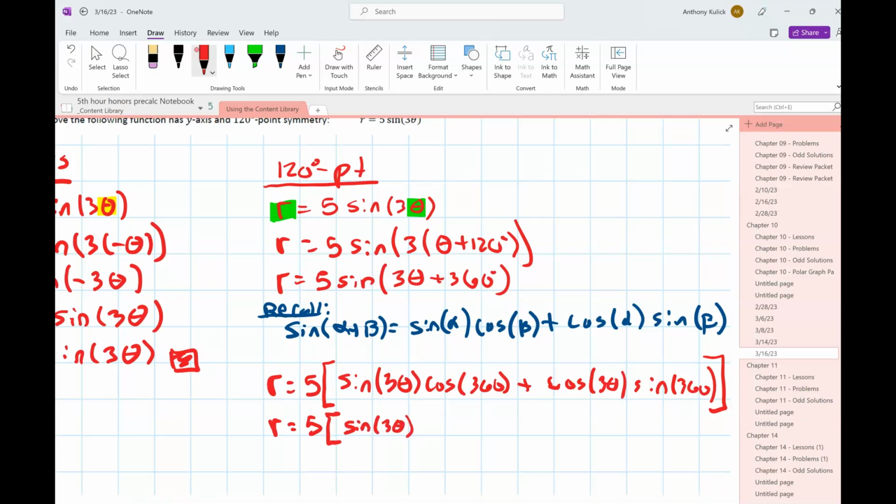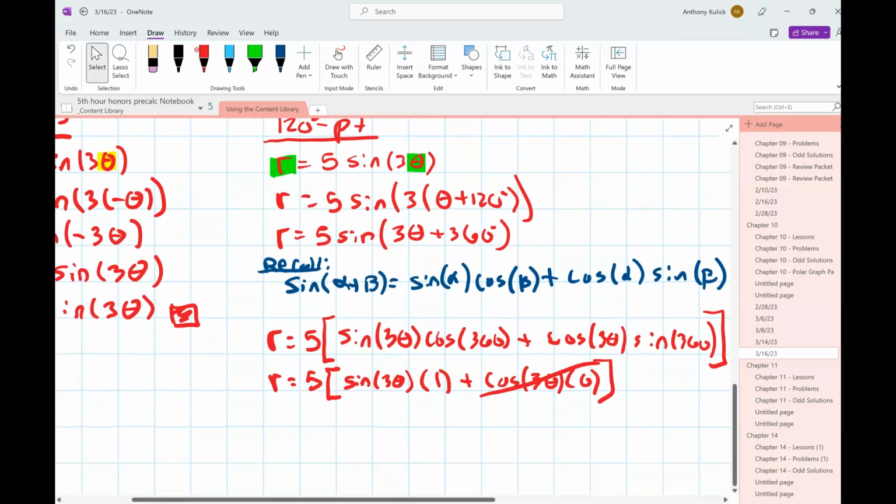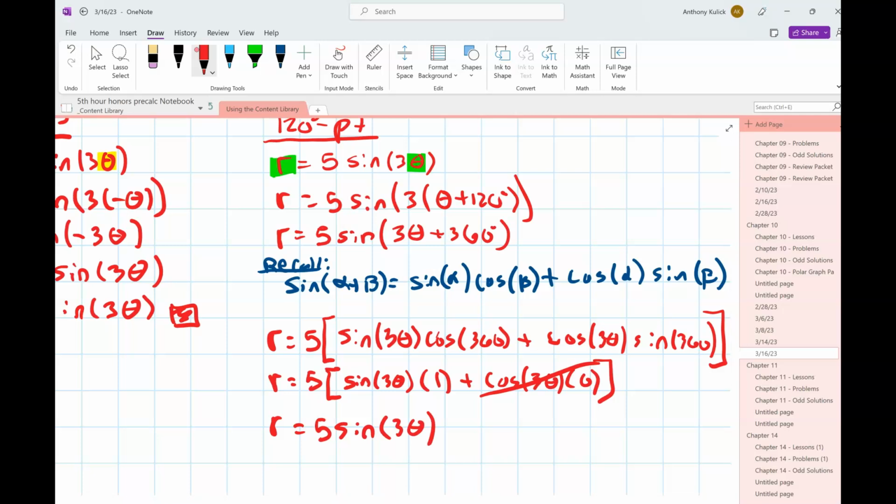So cosine of 360 is just a number, right? Who remembers what cosine of 360 is? It's going to be a unit circle question, right? It is 1. And sine of 360, again, is just a number. Sine of 360 is 0. And I know that 0 times anything is just 0. So that stuff just cancels out. And surprise, surprise, we're left back with what we started, which is what we were trying to get to.